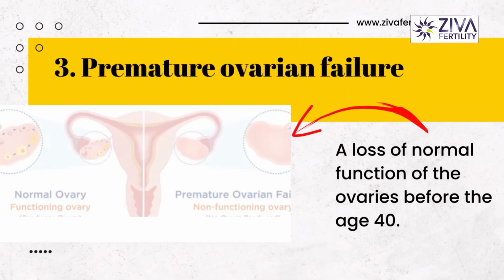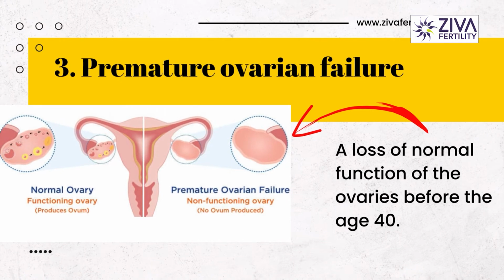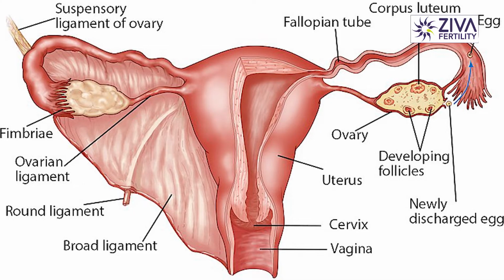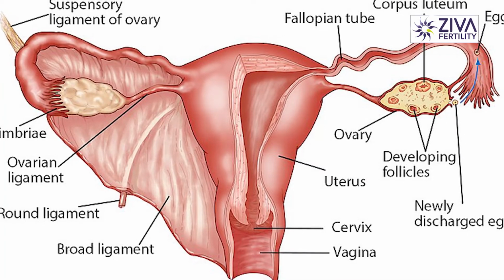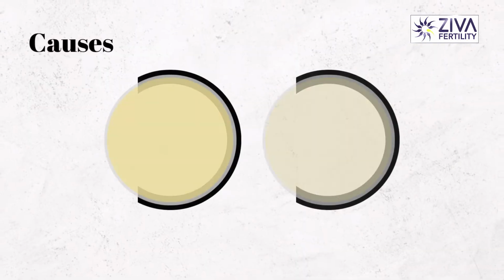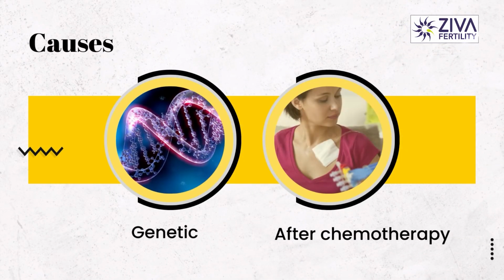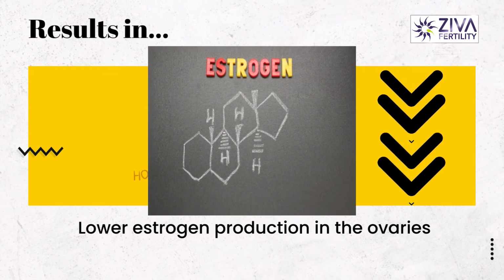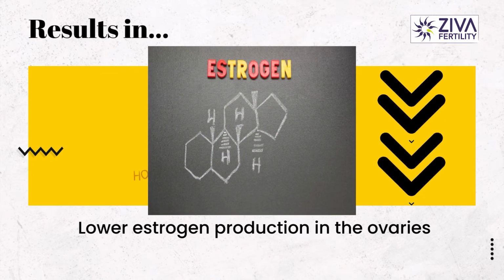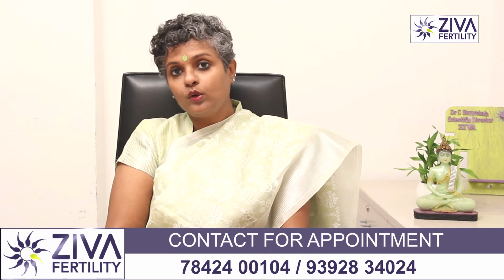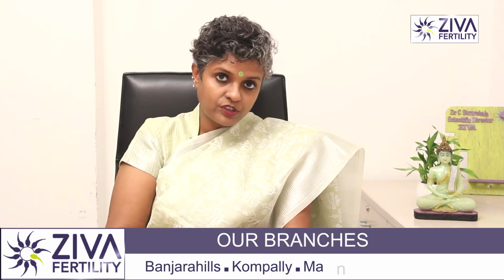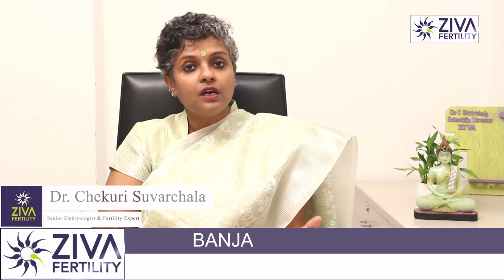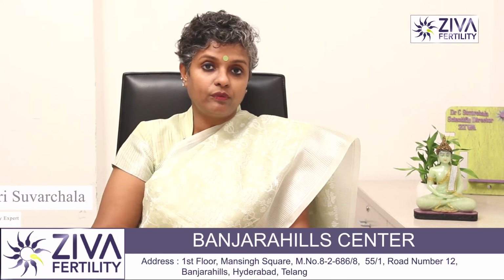The next is primary ovarian insufficiency, also called premature ovarian failure. This is usually caused by an autoimmune response or by premature loss of eggs from your ovary, possibly as a result of genetics or chemotherapy. The ovary is no longer producing eggs and it lowers estrogen production in the ovaries. It can happen under the age of 40 also. This is not normal. Usually it's close to menopause that a woman undergoes ovarian insufficiency. But if it is premature, if it is under the age of 40, it is called premature ovarian failure.